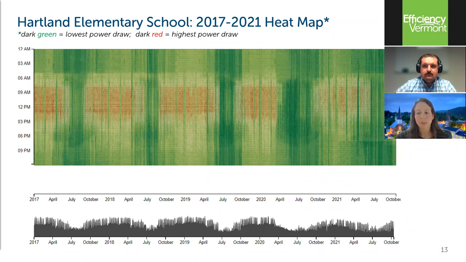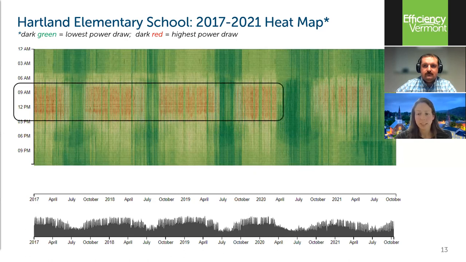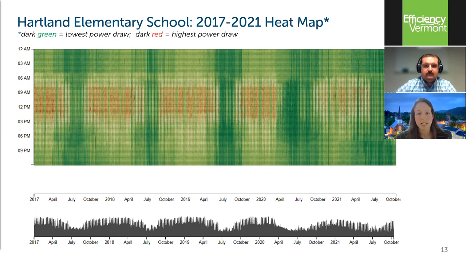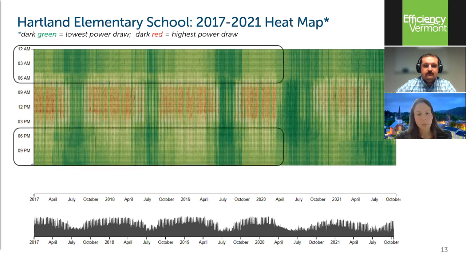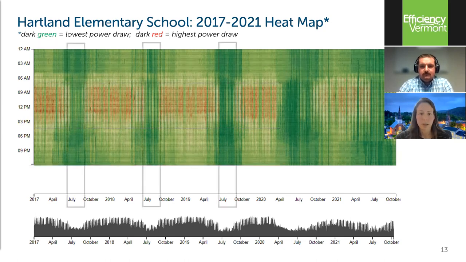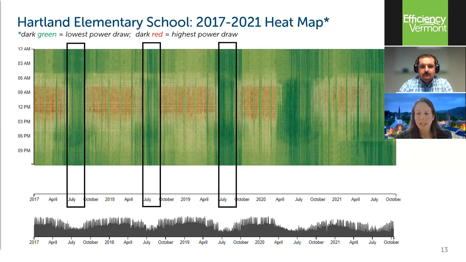So as you would expect for a school, Hartland uses the most power from 8 in the morning to 3 in the afternoon when classes are in session. That's when lights are on, computers are being used, cooks are in the kitchen, HVAC system is running. And then in the early morning and at night, when the school is empty, power draw is much lower, hence the yellow-green color. And then the green bars along the timeline right here match up with summertime when school is out of session.